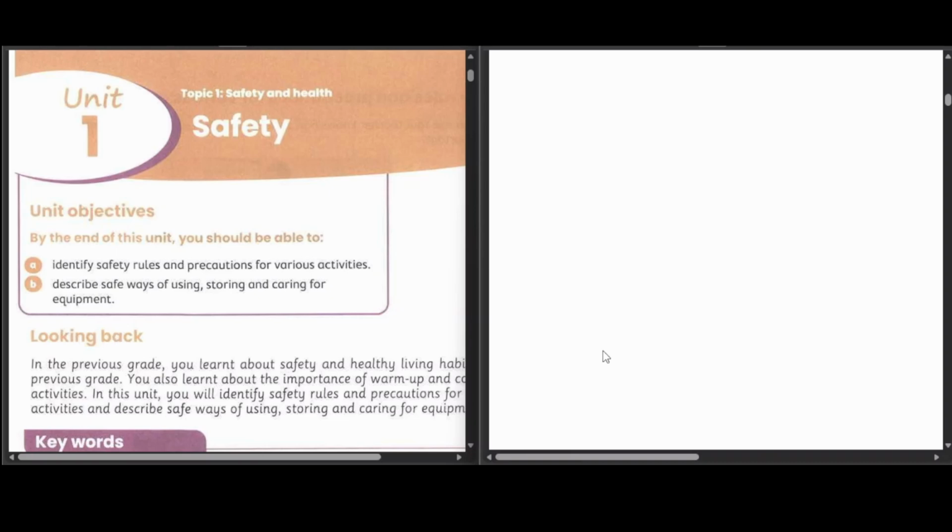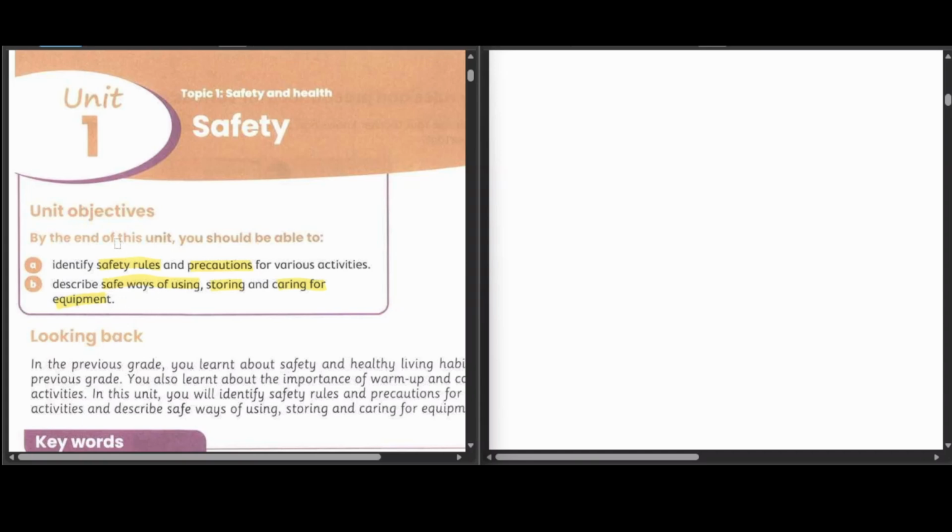By the end of this unit, you should be able to identify safety rules and precautions for various activities. So we are going to be looking at safety rules and also precautions for various activities. Then part B is we have to describe safe ways of using, storing and caring for equipment.